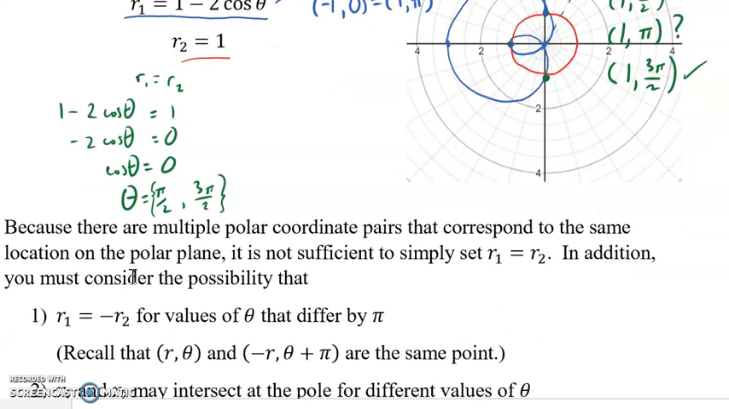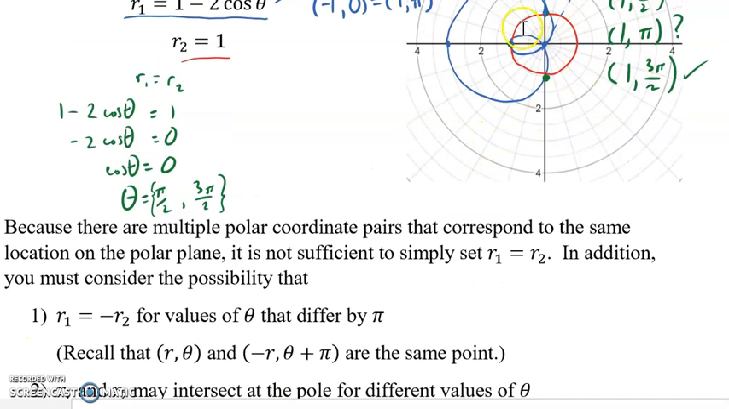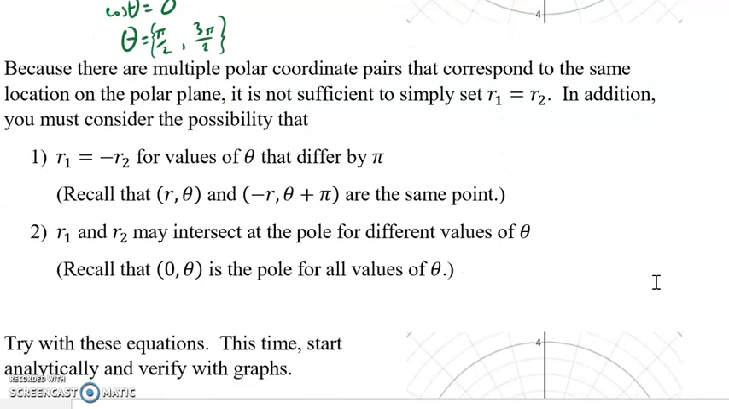The other way that we might end up seeing R1 equals R2 failing us is if the two graphs intersect at the pole, because that way the theta value doesn't matter. If r is equal to 0, then we're always at the pole. Now, on this one, that was irrelevant because the red circle didn't actually go through the pole. But that's another point to consider.